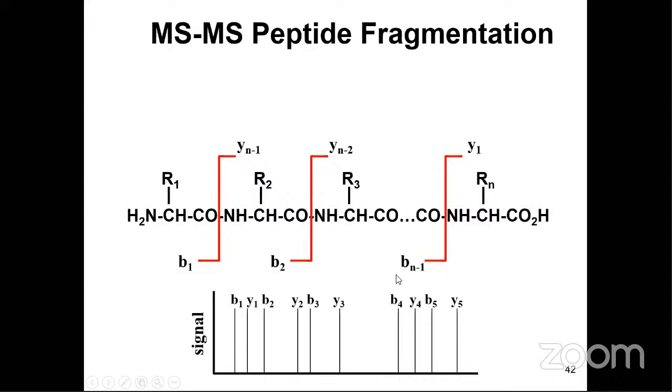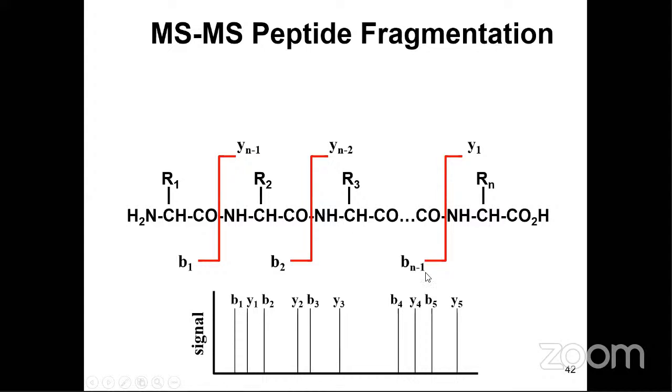When we add B1 plus the largest Y ion, and then add B2 and the second largest Y ion, the total should be the same all the time. That is one way of rationalizing the various signals we get. Do you understand? Suppose this peptide bond is broken: the left-hand side is called the B ion, and you will get a peak signal, and the larger one, the largest, say Y5. When the next peptide bond is broken, you get the left-hand B2 ion and a slightly smaller Y4, and so on.